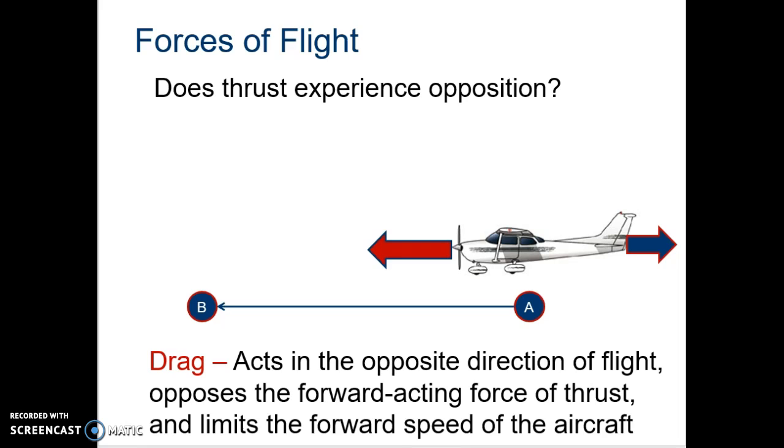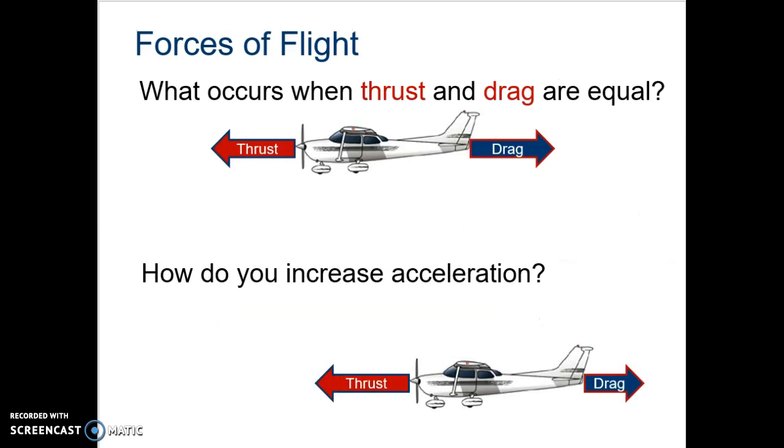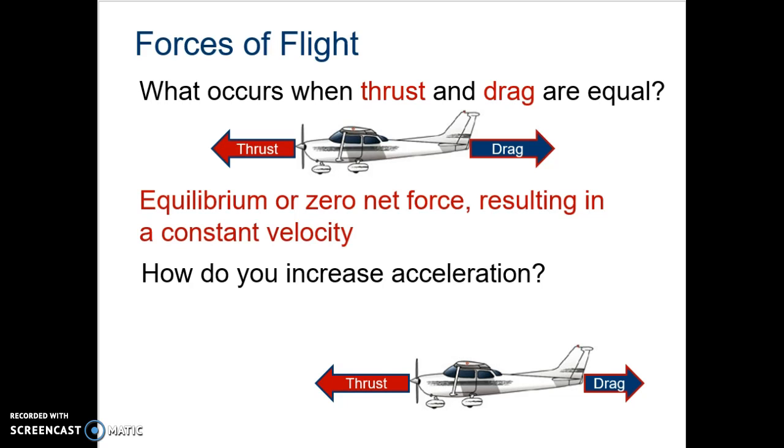It opposes the forward-acting force of thrust, and it limits the forward speed of the aircraft. Here's a question for you. What occurs when thrust and drag are equal? Correct. The resultant force, or the net force, is 0, which means the plane is in equilibrium and is moving at a constant velocity, so the acceleration must be 0.